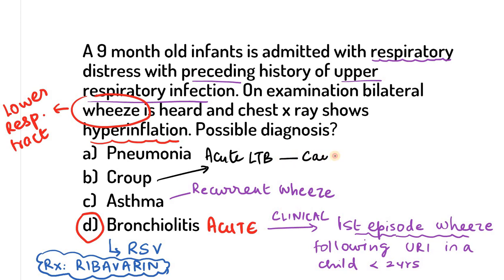What is the organism? What is the most common cause? The cause of this croup is parainfluenza virus. Okay, right. So that is the approach to this particular question and some related one-liners which can be asked in future.